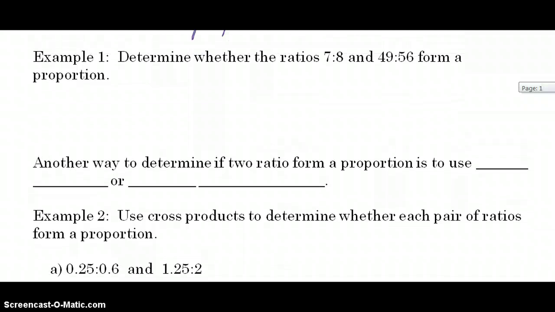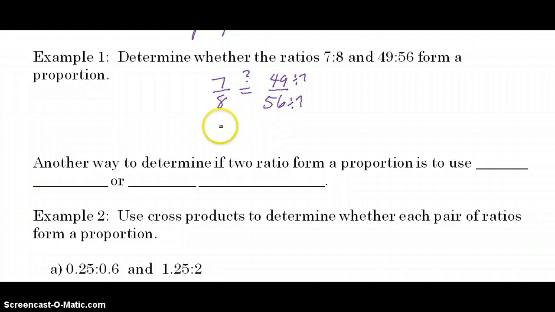Let's determine whether the ratio 7 to 8 and 49 to 56 form a proportion. What number goes into 49 and 56 to make 7/8? 7. If you couldn't divide both by the same number and get 7/8, then the answer would be no, it's not a proportion. But 49 over 56 simplifies to 7/8. So, yes, it is a proportion.